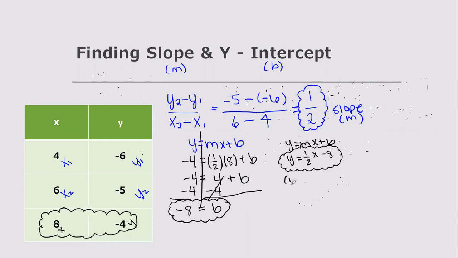Now, what about my equation in point-slope form? We know that our slope is 1/2. But what about this stuff? Now, when we're doing this, we can choose any point, right? This is the point-slope formula. So we can use any point we want to fill in our point. So I'm just going to use the point we chose to plug in, 8, -4.